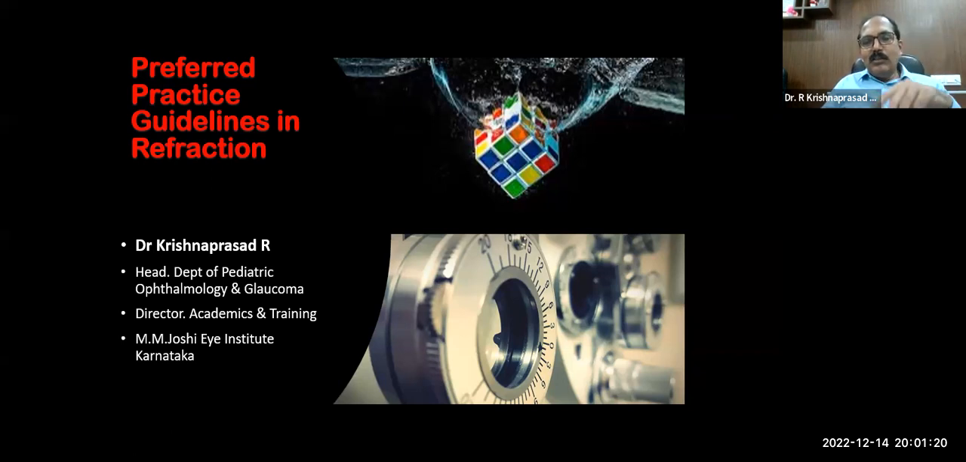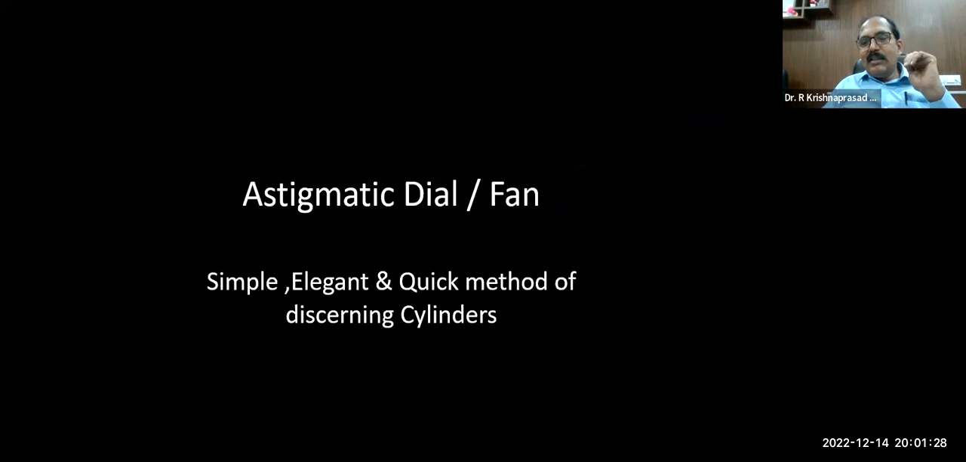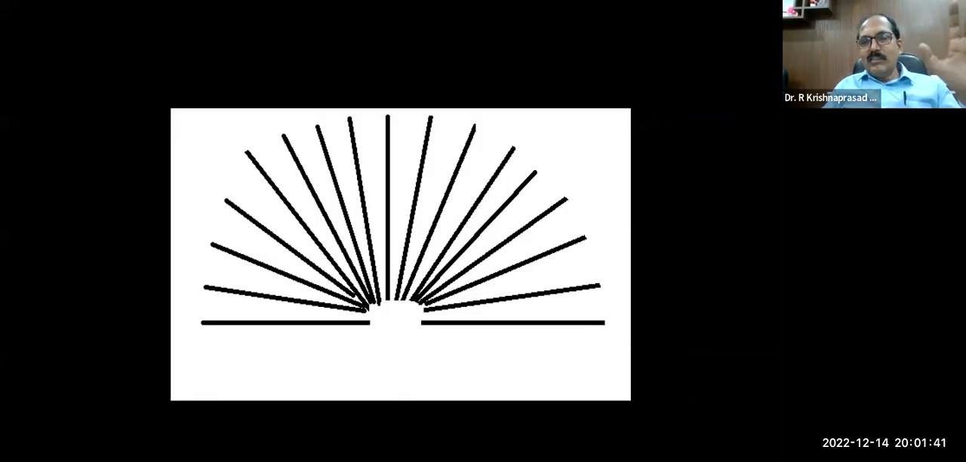And I'll start with something which most of you are not using and actually should be using. Let me start with what is called the astigmatic dial or astigmatic fan. It's one of the most elegant yet very simple and quick methods of discerning the cylinders. So let me take you through this. This is a simple astigmatic fan. You can make it with a paint program. You can take an A4 sheet, make it in a paint program and keep it. They are like radiating lines, like the clock hours or like sun rays. It's a simple thing. You can just stick it in your examination room, and even if you don't have one, you can make one.